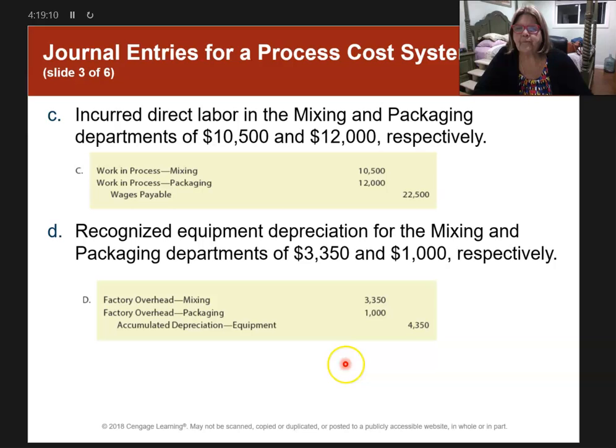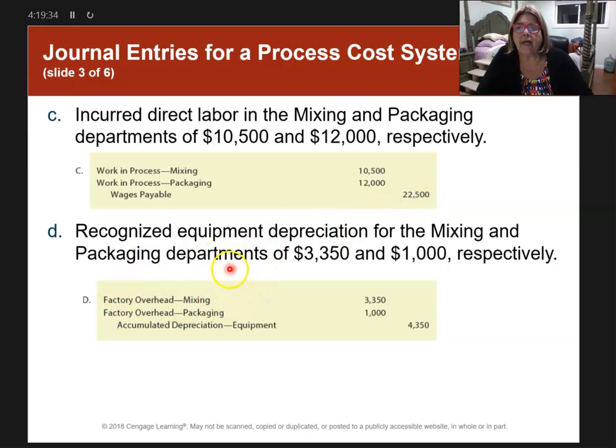Okay, let's move on. Now, in these departments, I'm bringing in my cost for the mixing, my indirect labor. This is my indirect labor. My direct labor. Made a mistake. This is my direct labor that I incurred, and it always credits wages payable.